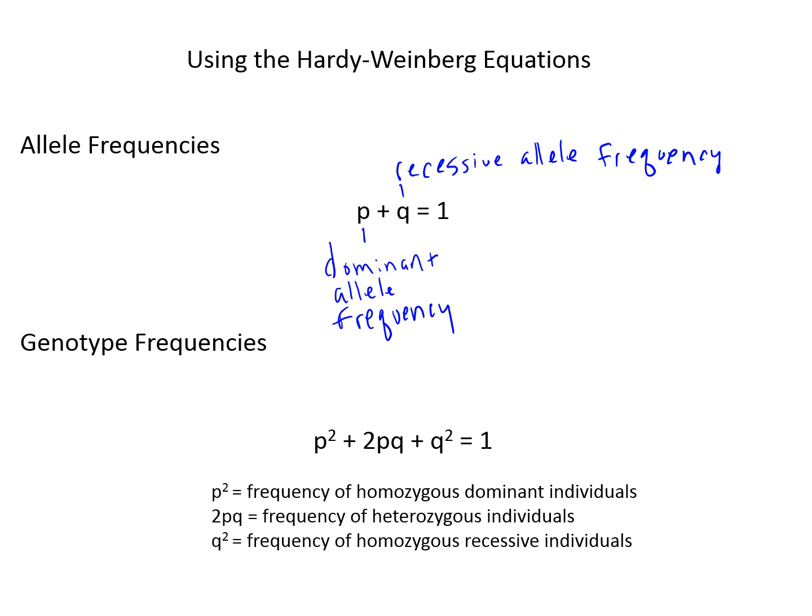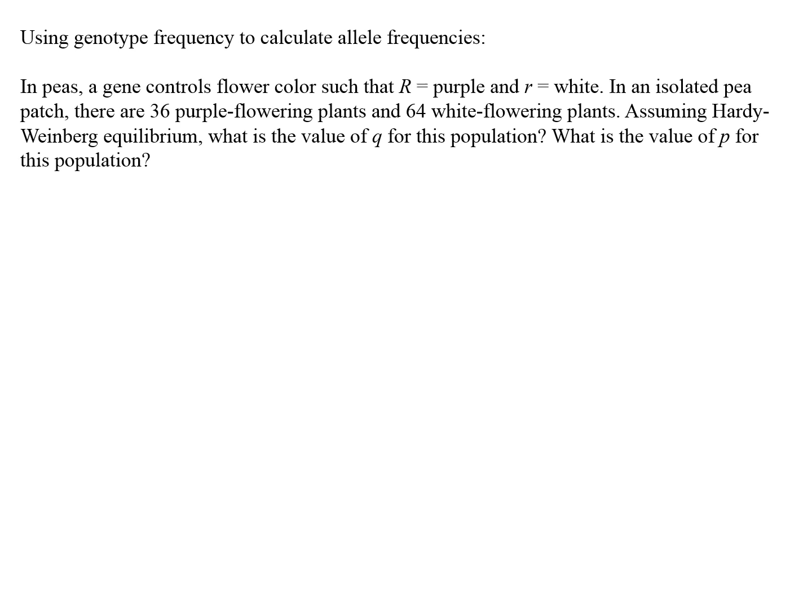So if we were to use our allele symbols, the homozygous dominant would be something like a big A, big A. The heterozygous would be a big A, little a, if that's our allele symbol. And then the homozygous recessive would be a little a, little a. So we're going to work two different types of problems to go both directions. In one problem, we'll assume that we know the genotype frequency, and then we'll use it to calculate the allele frequencies. In the second problem, we'll go the other direction.